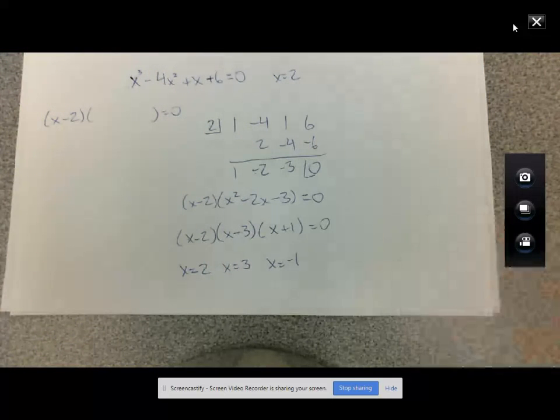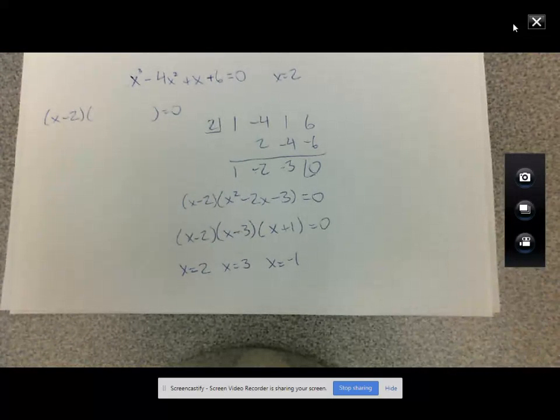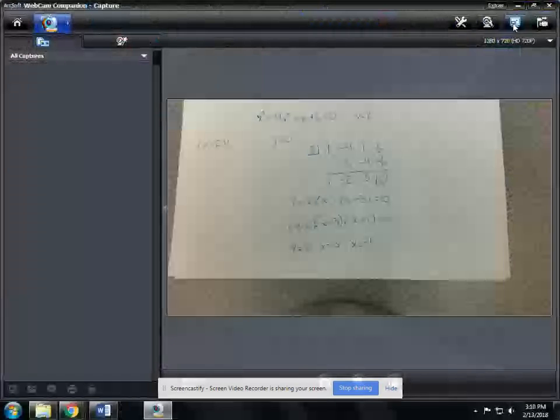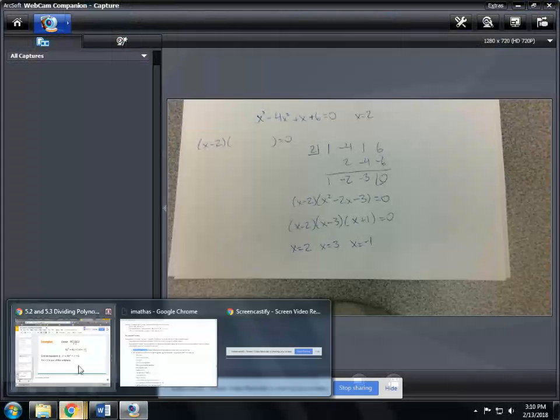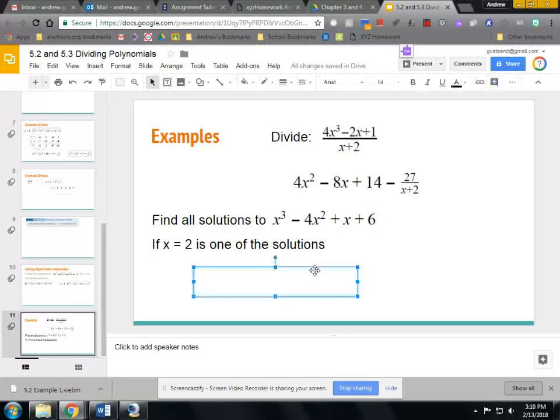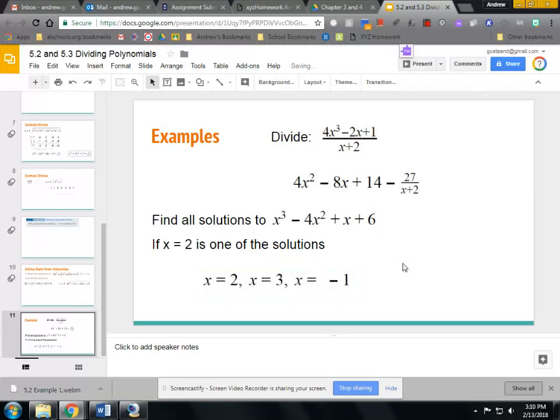And so that's how we solve and find the answers to all of these problems. X is 2, 3, or negative 1 for this problem. And there's our answers right there.